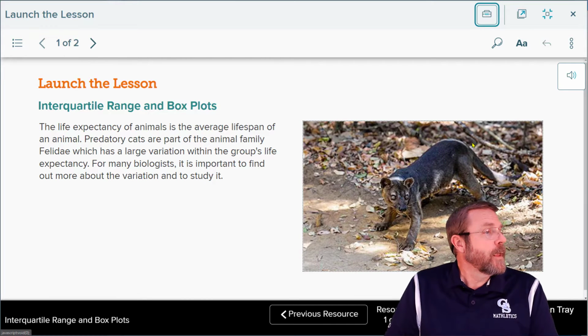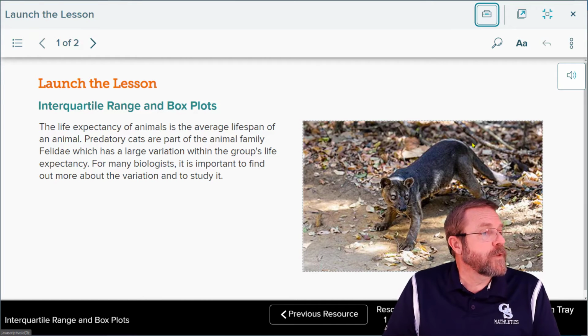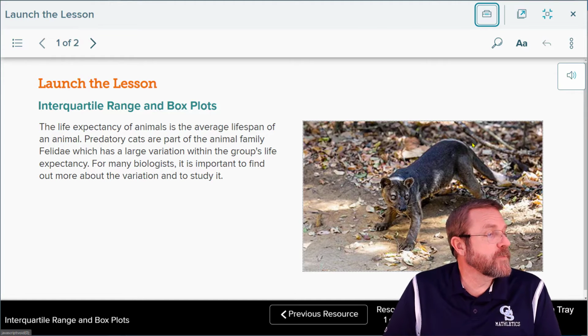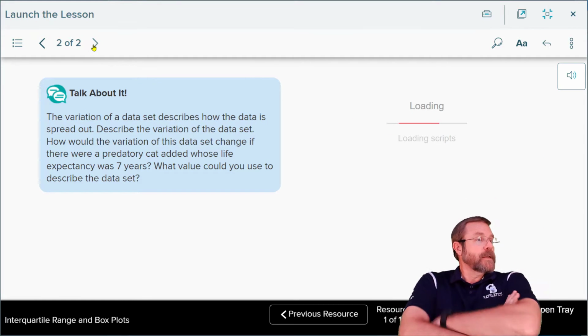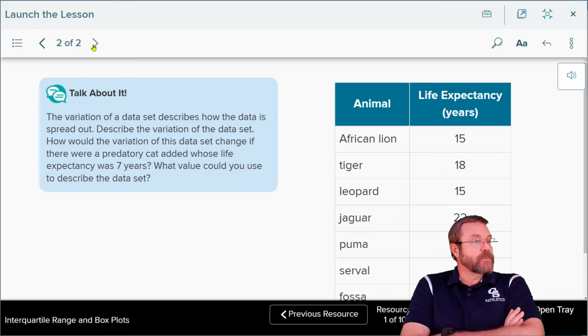The life expectancy of animals is an average lifespan of that animal. Predatory cats are part of the animal family Felidae, we'll call it Felidae, which is a large variation within the group's life expectancy. For many biologists, it is important to find out more about this variation and study it. The variation of the data set describes how the data is spread out. Describe the variation of the data set.